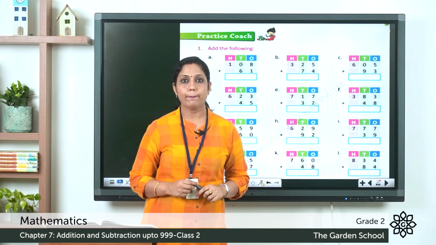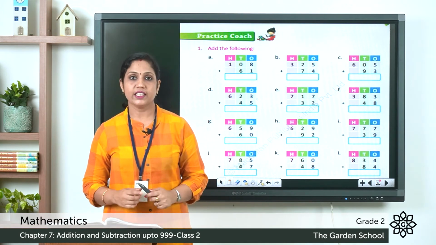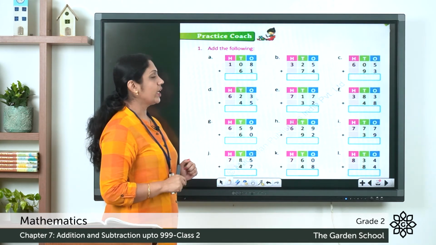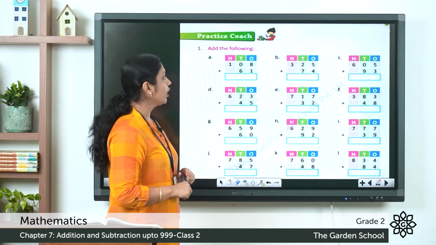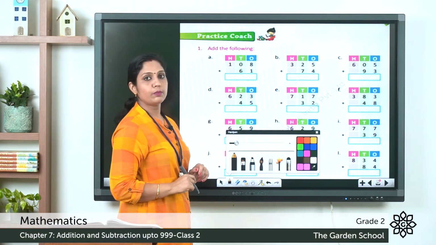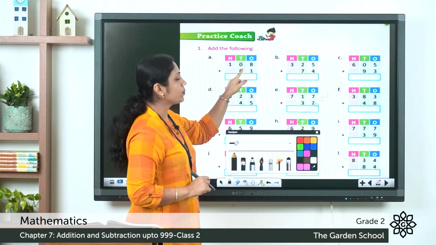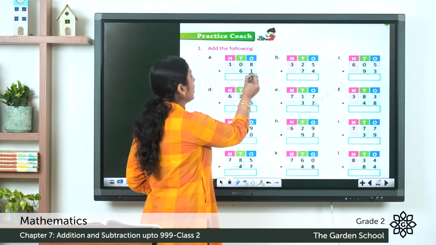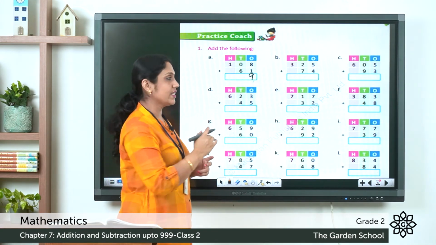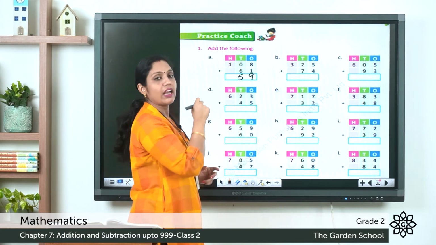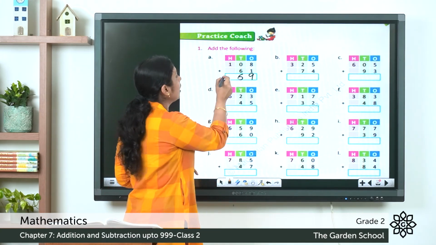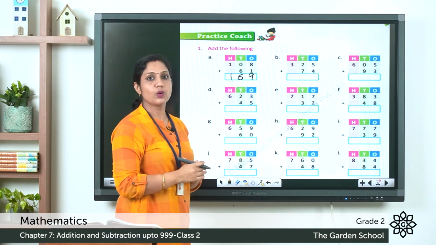Now in your textbook, page number 97, you have some problems to do. Let's check it. So here, first one, add the following. Question A, you have 108 plus 61. First we'll add the numbers which are there in the ones position. So 8 plus 1 is equal to 9. Then we'll move on to the tens place. We have 0 plus 6. And what is the answer? It is 6. And then we'll add the number which is in the hundreds place. We have only one number. So that one, we'll write it with the answer, and we got the answer 169.